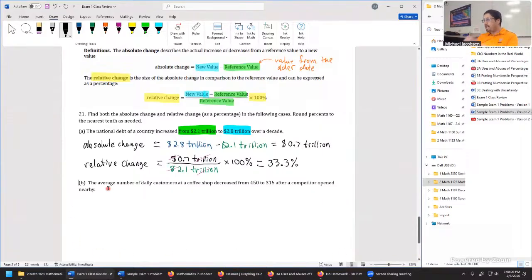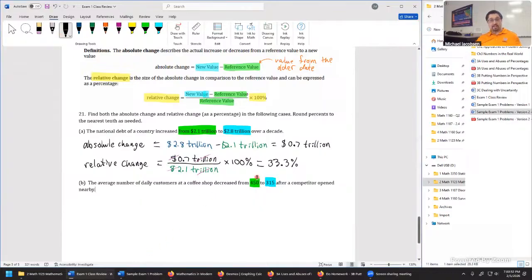We're told here, the average number of daily customers at a coffee shop decreased from a value of 450 to 350 customers after a competitor opened nearby. Well, when it says it decreased from 450, it looks like the 450 was the reference value. When it said to 350, we mean they have 350 average daily customers currently. So this is the current value or the new value after maybe Starbucks opened up or something like that. Or maybe this is Starbucks and a local competitor came in and they just taste better. So that could be what's going on.